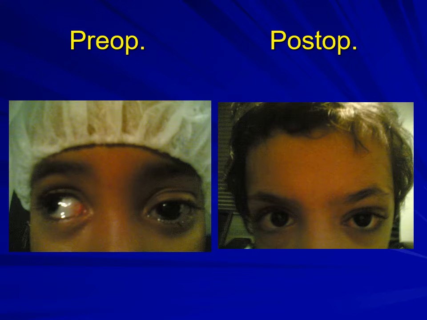The first aspect of squint study and squint presentation is the cosmetic aspect. We notice here this child before the operation on the left side and after the operation, after correction of squint, on the right side.